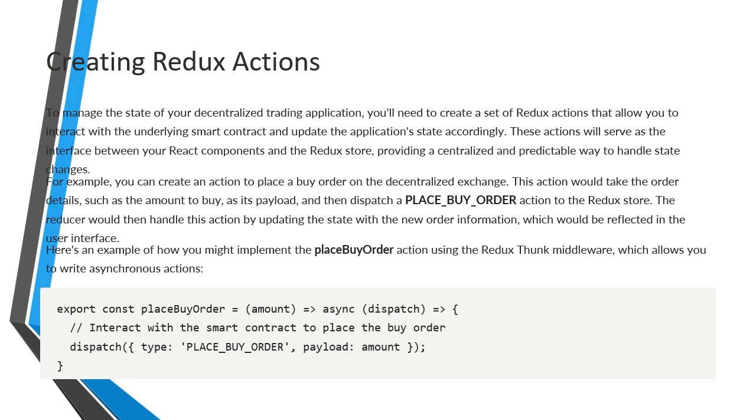Next, you'll need to create a set of Redux actions that allow you to interact with the underlying smart contract and update the application state accordingly. For example, the placeBuyOrder action is given in this code. This action would take the order details such as the amount to buy and then dispatch a placeBuyOrder action to the Redux store.